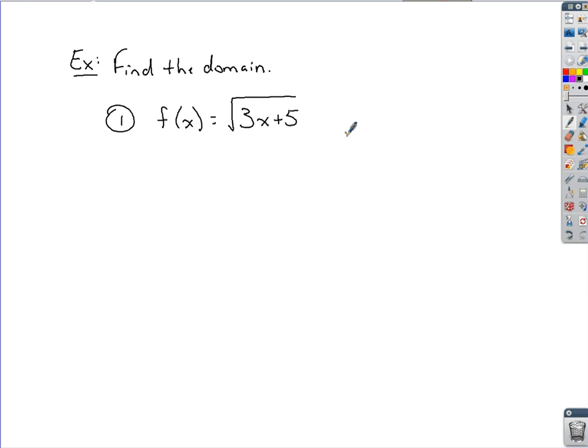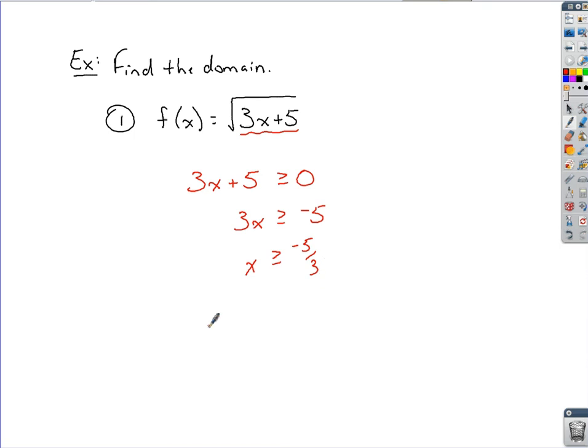So here we've got an even root, specifically a square root. The stuff under the square root, that's the part we take out, and we set that greater than or equal to 0 because we can't take the square root of something negative. If we solve for x here, subtract 5 over, divide by 3. What we find is that it's okay if we take x values that are larger than negative 5/3, plug those back into the function, because we'll get real answers back.